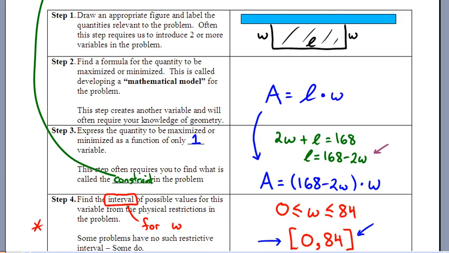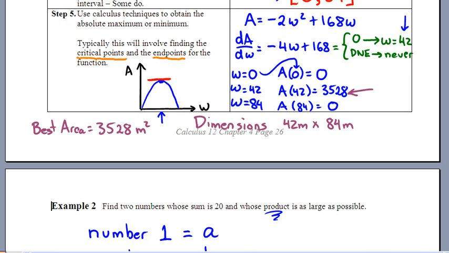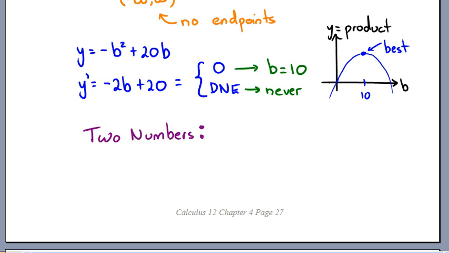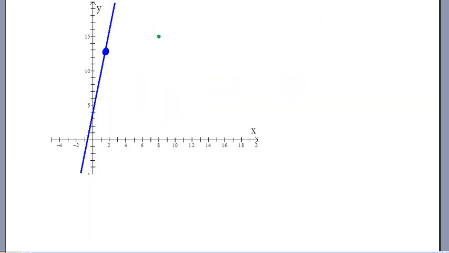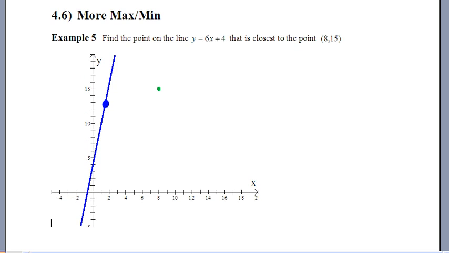The first step was to maybe draw a picture. Second step was to set up your formula. Third step was to use a constraint to get rid of one of the letters on the right-hand side. Fourth step was to think about the interval, and then finally the fifth step was to actually go and do your calculus. Now there are only so many different possible max-min stories out there.